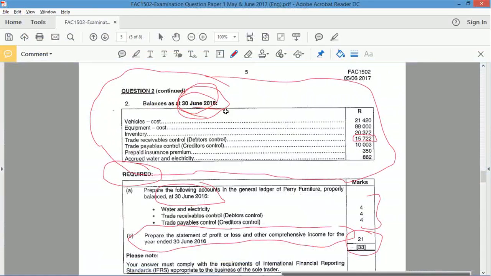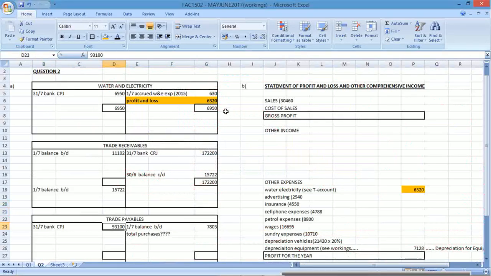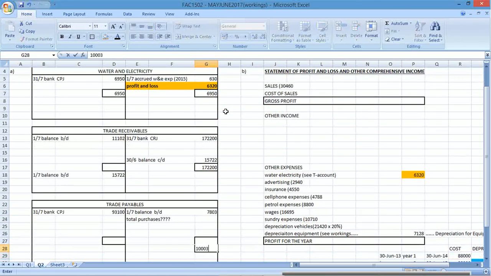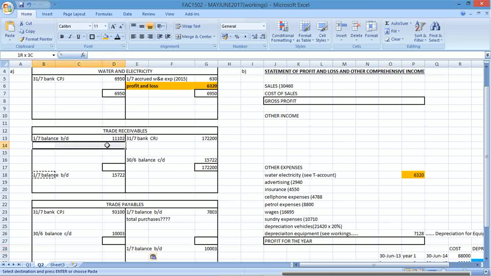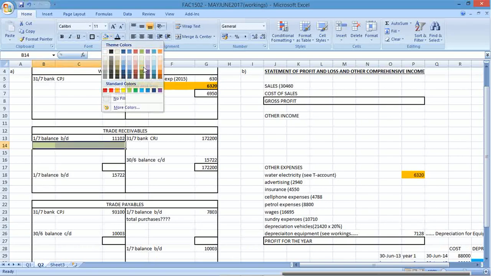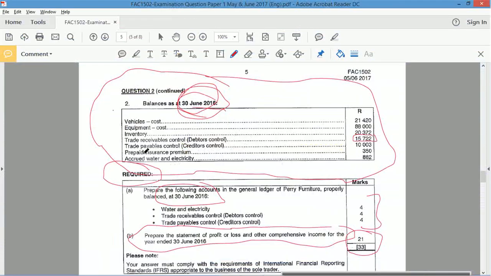Okay, and then trade payables? 10,003. Balance carried down. Brought down. There. Okay, so now I can work out the balancing figure. So this is going to be the balancing figure for that column, because that's all they gave you. They gave you, oh, prepaid insurance. That's also something I need to provide for.